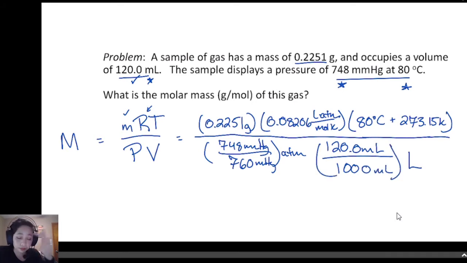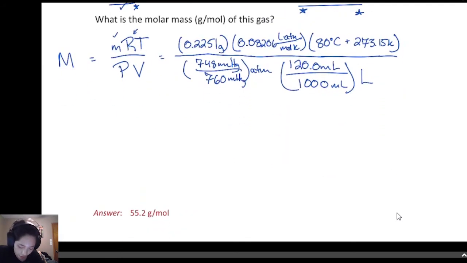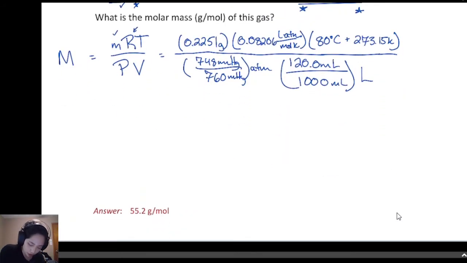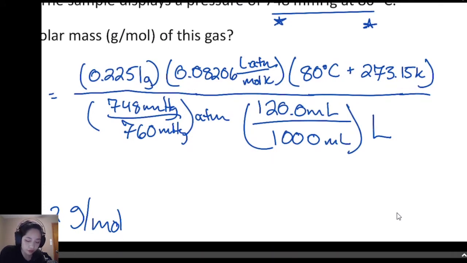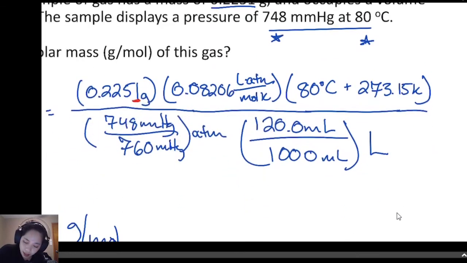Okay, so if you plug all of that into your calculator, you should get an answer of 55.2 grams per mole for big M. So let's just look at sig figs here. Mass has 4 sig figs. It was 80, yeah, so 80.